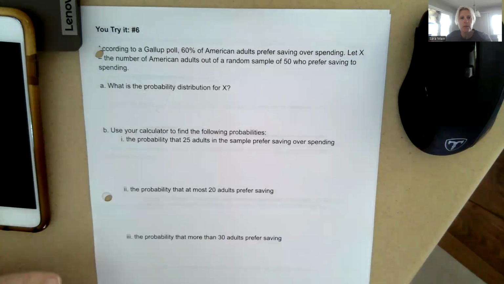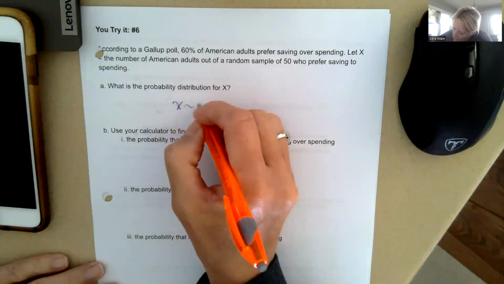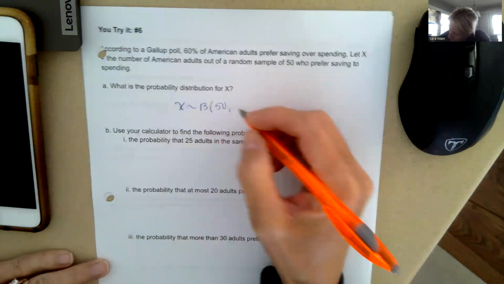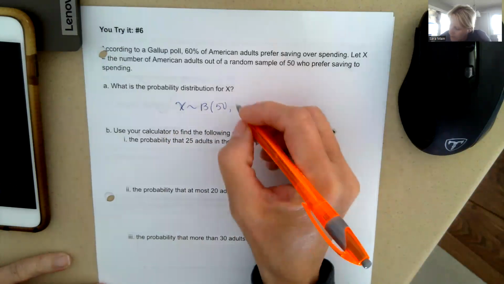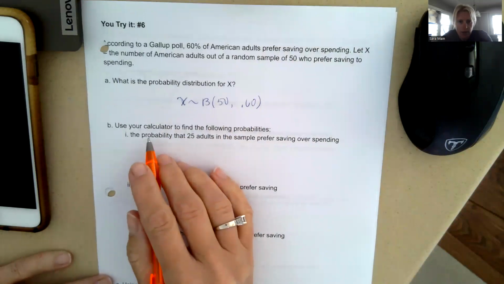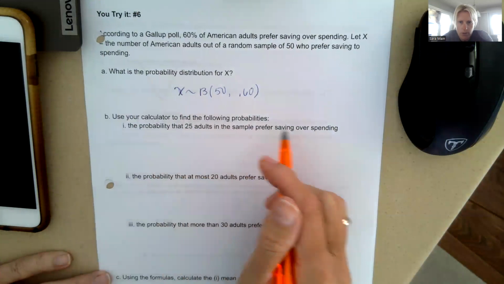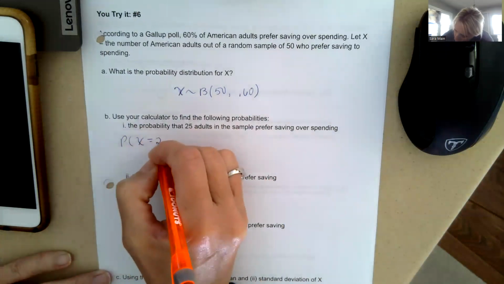It says, what is the probability distribution for X? So X can be described as binomial, where n is 50, and the likelihood of choosing an adult who prefers saving over spending is 0.60. Use your calculator to find the following probabilities. The probability that 25 adults in the sample prefer saving over spending. So that would be probability of X equals 25.